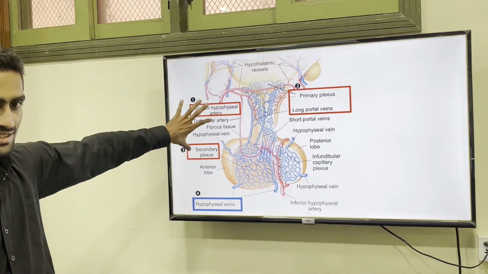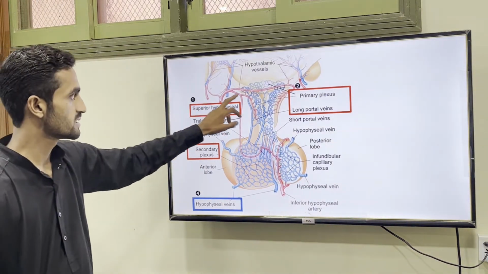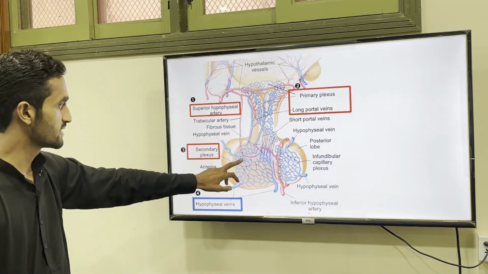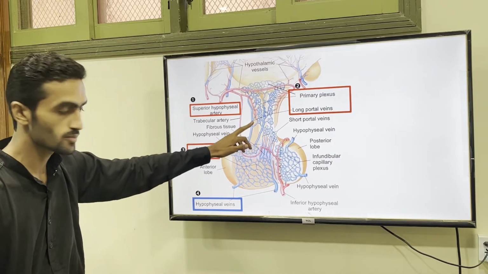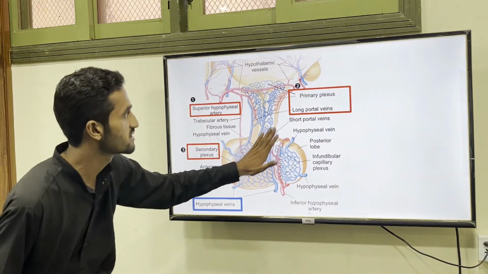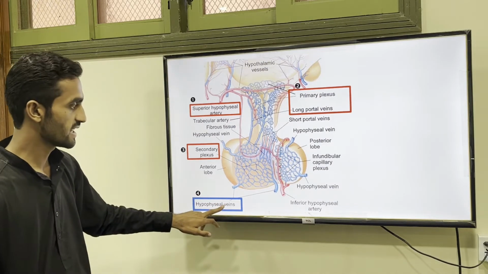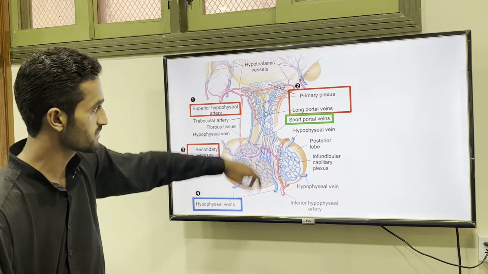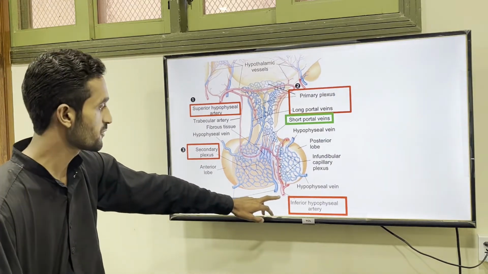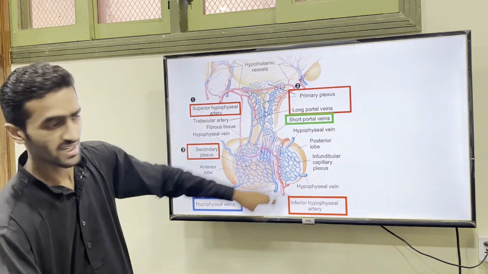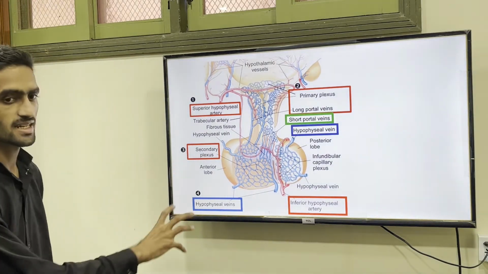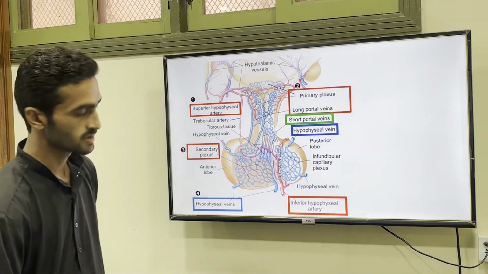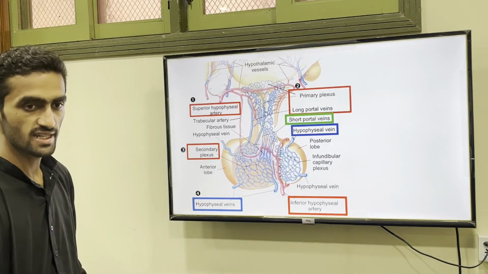Now you can see this is a complicated picture. You can see superior is coming, primary plexus is here, and your secondary plexus is here, and here are your long portal veins, and these are short portal veins going back. And here is the hypophyseal vein. If you look at the posterior pituitary, here is your short portal vein. So here is your inferior hypophyseal capillary network, and then a hypophyseal vein. So it's a little bit complicated as compared to the last picture, which was much simpler. Are you clear? Any problem?